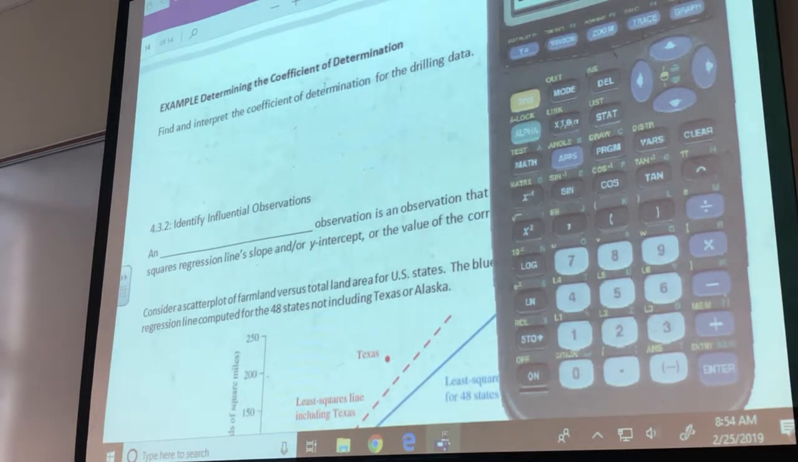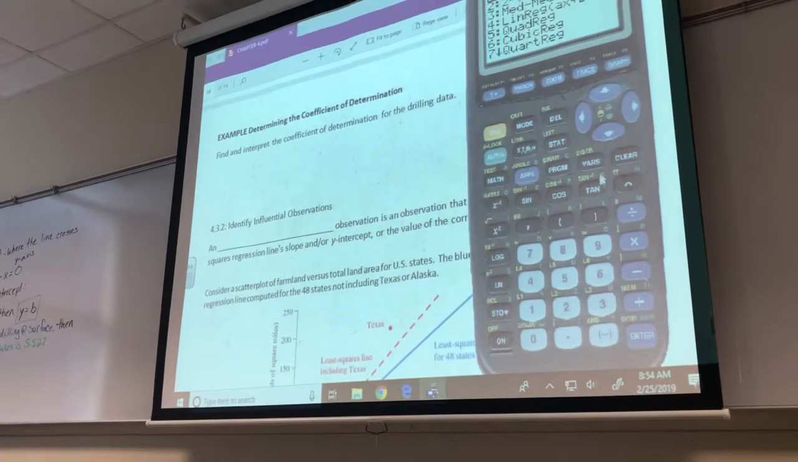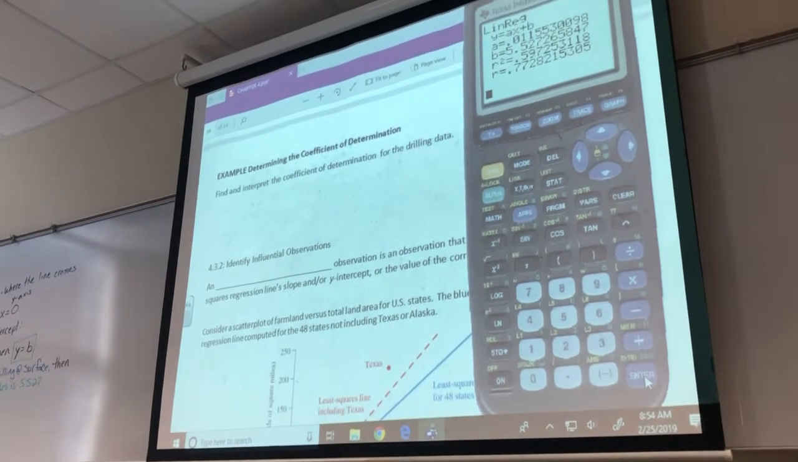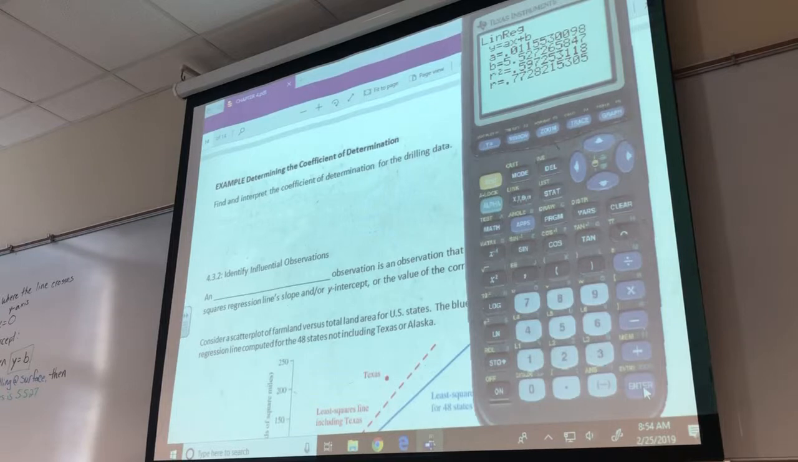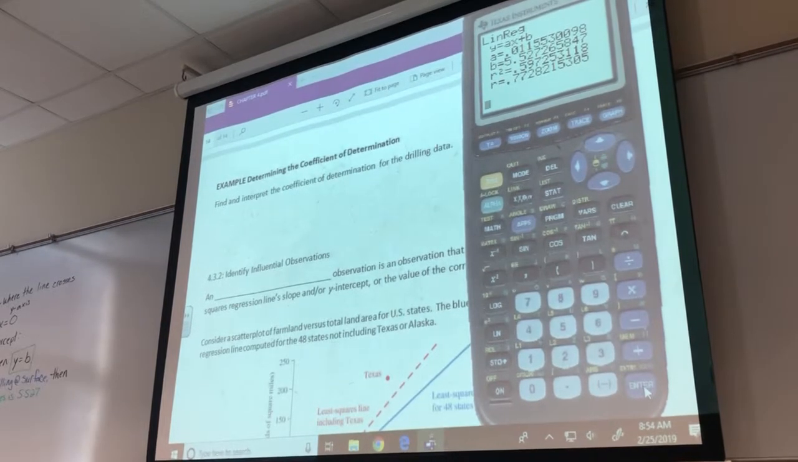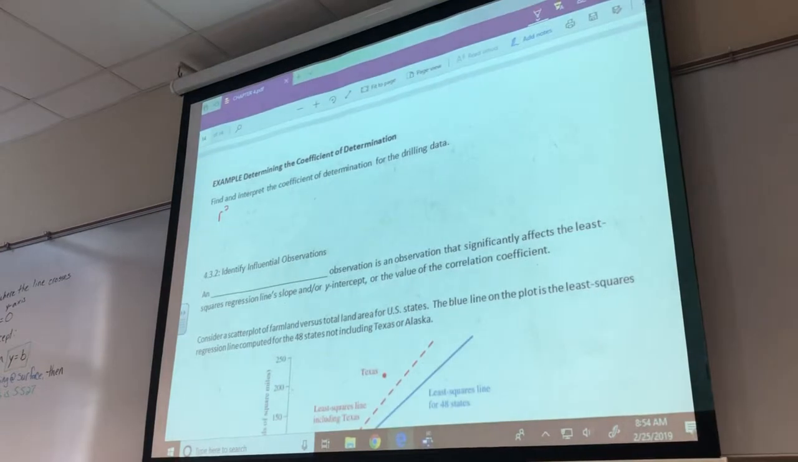So to find and interpret the coefficient of determination for my drilling data, I first need to figure it out. So I'll go to Stat, Calc, down to number 4 for linear regression, hit enter. Same thing that I did for 4.1 and 4.2 to find my correlation coefficient and my least squares regression line, but now I'm going to look at my r squared. So they tell me r squared is 0.597.